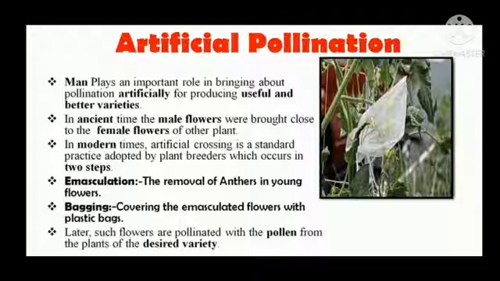First is emasculation, which means the pollen grains from the mature anthers of a flower from a better yielding quality plant are carefully removed and dusted on the mature stigma of another plant. Then the next step is bagging, covering the emasculated flower with plastic bags. These pollinated flowers are now covered with polythene bags till fruits and seeds are produced, so as to prevent pollination from other sources or agencies.